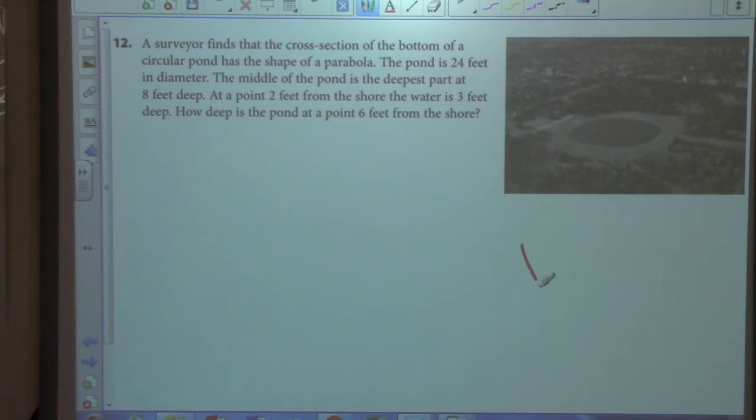So here you have a pond. That is the parabolic shape of the pond. We know the pond is 8 feet deep. In the middle of the pond, it says the pond is 24 feet in diameter. And so if you look at it from the air, looking down, it's going to be a circle, but cross-section wise, that's the shape of a parabola.